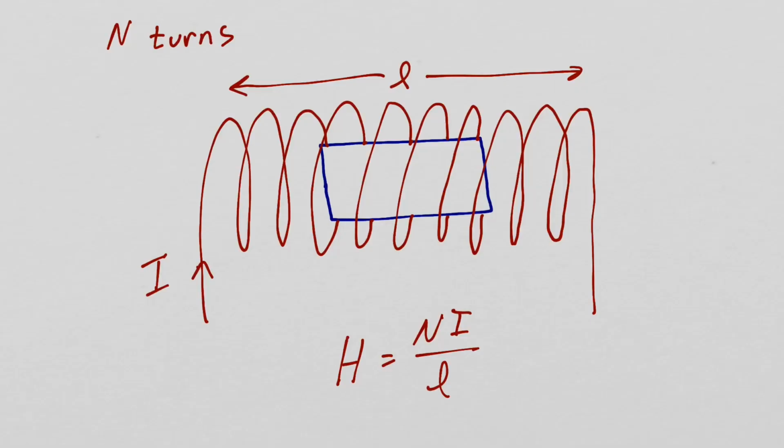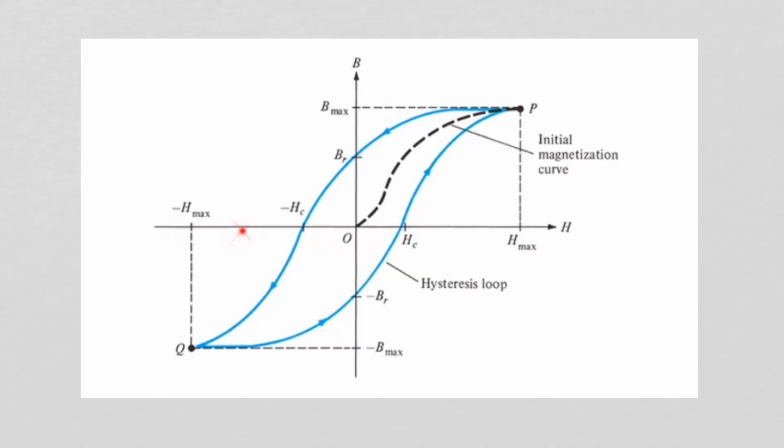We will apply a magnetic field to our ferromagnetic material by placing it in a coil. By adjusting the current, we can adjust the applied magnetic field intensity. The x-axis is going to be our applied magnetic field intensity, and the y-axis is going to be the magnetic flux density field inside our ferromagnetic material.